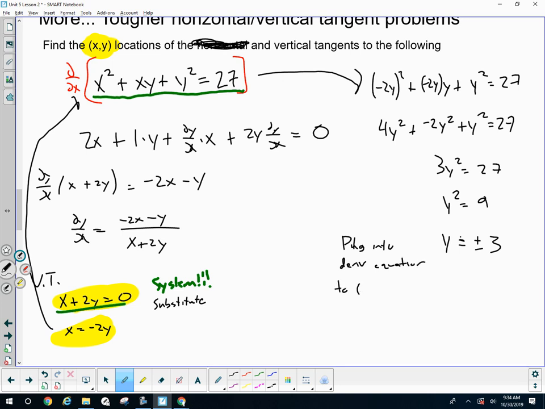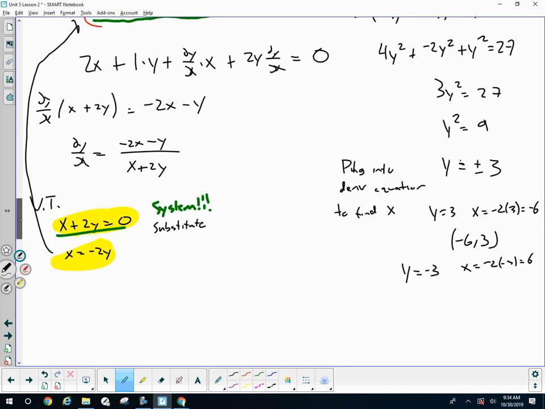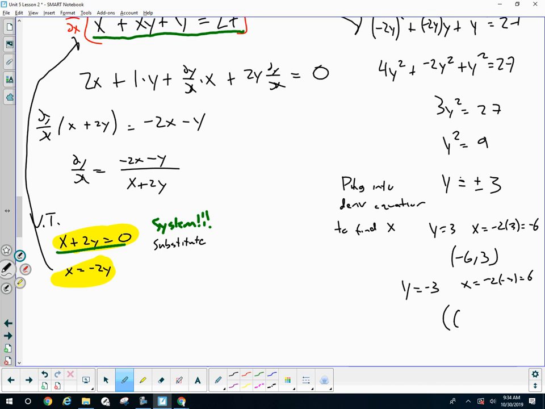To find x: when y is 3, x is negative 2 times 3, so that's negative 6. So I have the point negative 6, 3. And when y is negative 3, x is negative 2 times negative 3, which is positive 6. So I have the point 6, negative 3. Okay, so these are my answers.